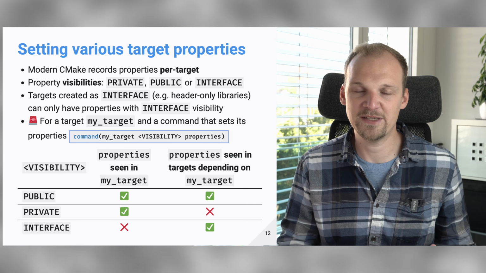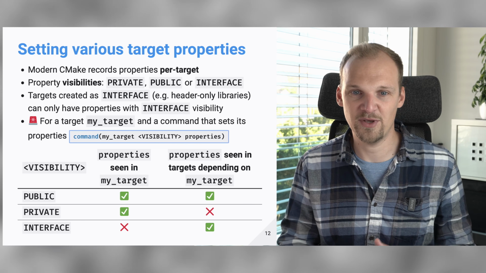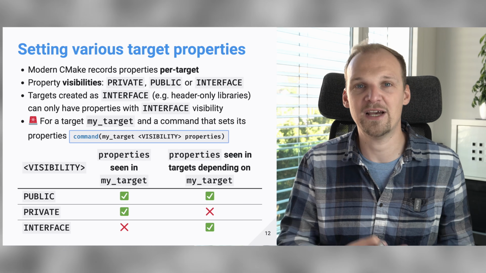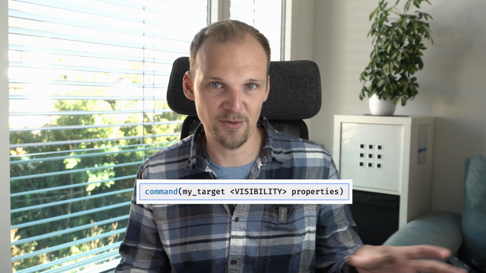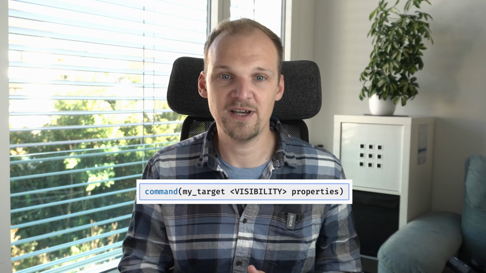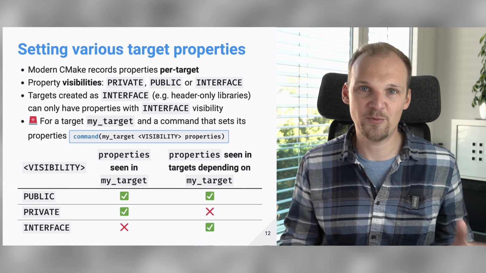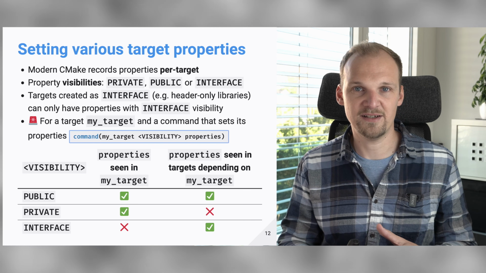And the properties can have basically three visibilities. They can be private, public, and interface, and they are defined per target. Every library, every executable is a target. Please note that targets created with the interface keyword, like header-only libraries, can only accept interface properties. And generally there is a bunch of commands that we can use to set different target properties. All of those commands look something like this. The command that we use, the target that we specify, then the visibility, and then the properties that we want to set.